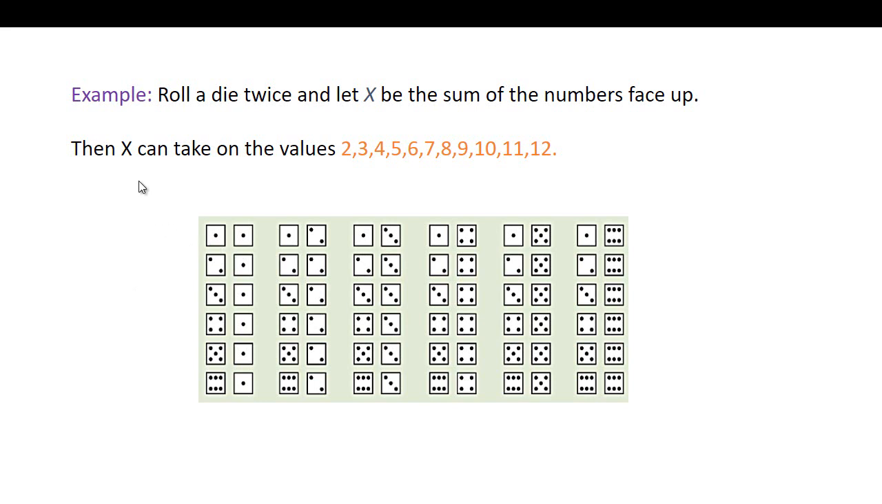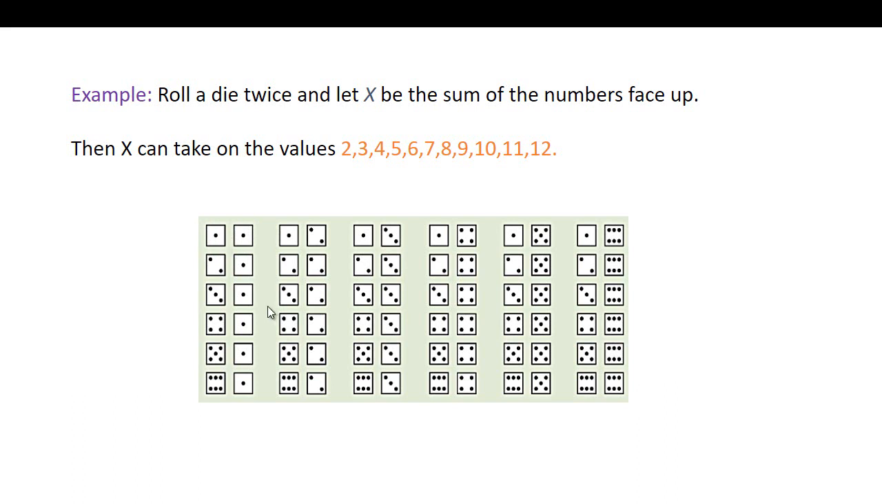So for example, when x is 2, what is that event? Well, that means it's the event of getting a sum of 2. In that event, you only have one outcome, which is getting 1 from both rolls. That's the only way you can get 2. So this is the only outcome in the event x is equal to 2.